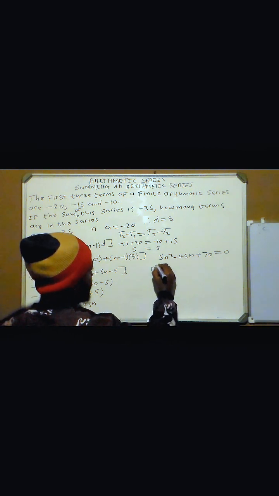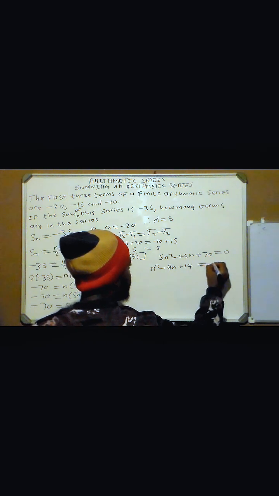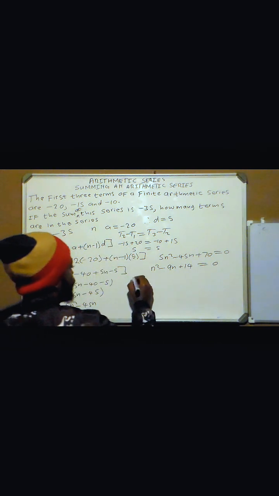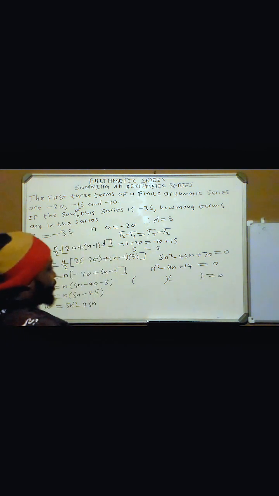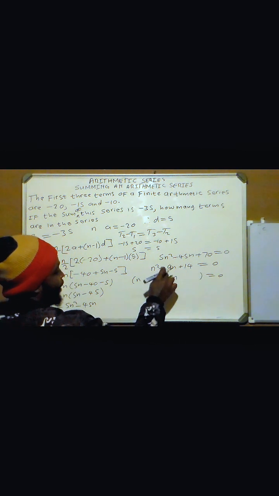So I'll have n squared minus 45 divided by 5, which is 9n, plus 70 divided by 5, which is 14, equal to 0. So what we have to do is find the factors of this equation. So this would be n. I'm looking for numbers such that when I multiply they give me 14, or when I add or subtract they give me 9. So that would be 7 and 2.